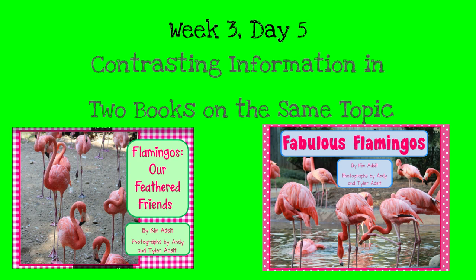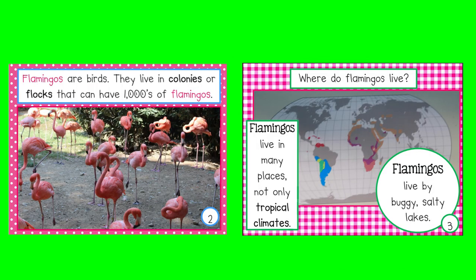Let's look at these two flamingo books again. Yesterday, we looked for details in these books that are the same. Today, I want us to look for details that are different. So in both flamingo books, they mention where flamingos live. But in this first book, it tells us that flamingos live in colonies or flocks that can have thousands of flamingos. In our second flamingo book, it shows us exactly where in the world we can find flamingos.